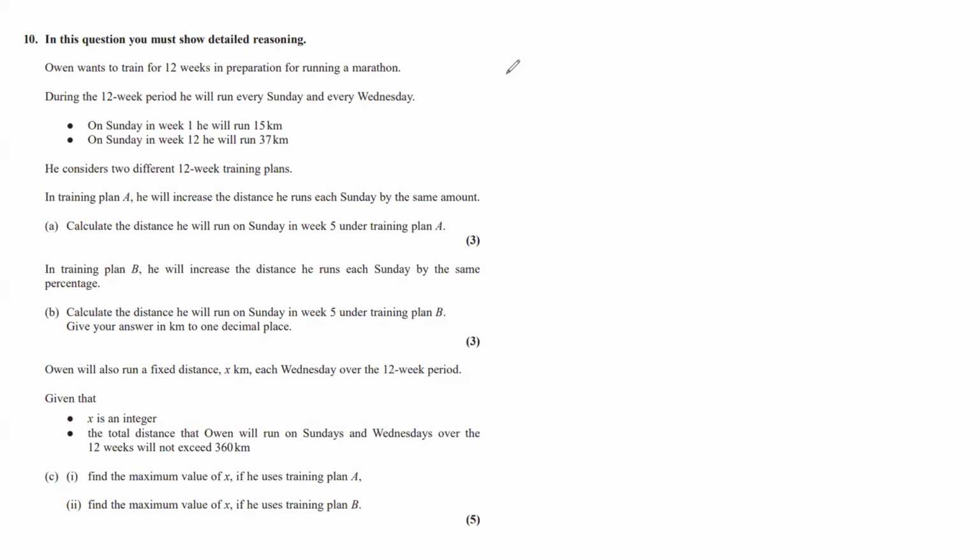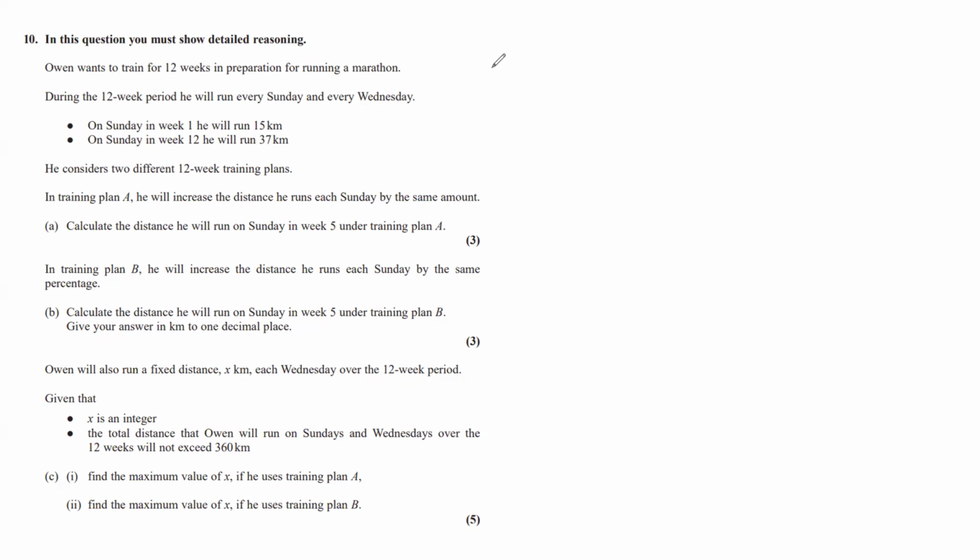Owen wants to train for 12 weeks in preparation for running a marathon. During the 12-week period, he will run every Sunday and every Wednesday. On Sunday in week 1, he will run 15 kilometer. On Sunday in week 12, he will run 37 kilometer. He considers two different 12-week training plans.